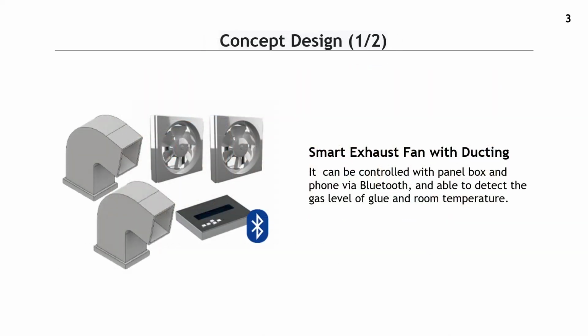Next, we're going to the concept design. After knowing the problem definition, we came up with a solution: we will make a smart exhaust fan with ducting. It can be controlled with a panel box and a phone via Bluetooth, and it is able to detect the gas level of glue or other chemical smells like rubber and so on in the factory, and also able to detect the room temperature.